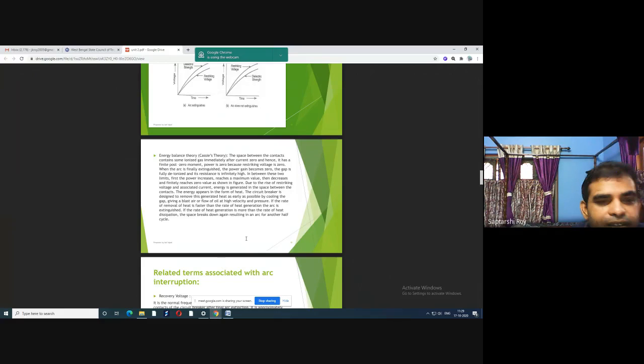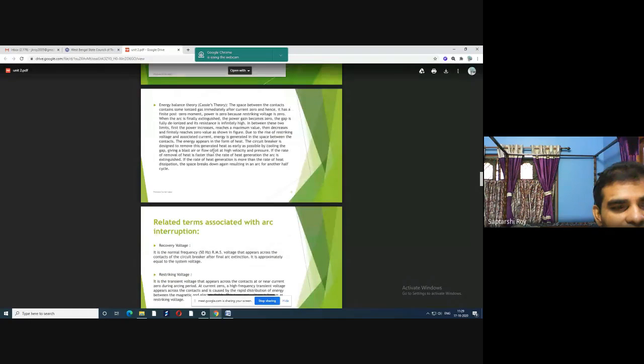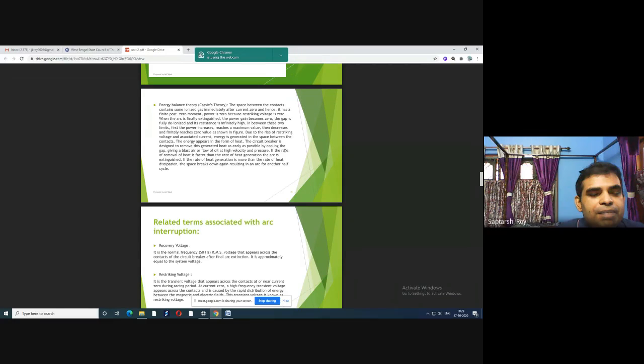So due to the rise of restriking voltage and associated current, energy is generated in the space between the contacts. The energy appears in the form of heat. Then the circuit breaker is designed to remove the generated heat as early as possible by cooling the gap, giving a blast of air or flow of oil at high velocity and pressure.